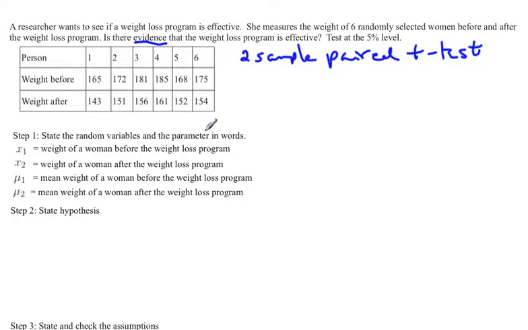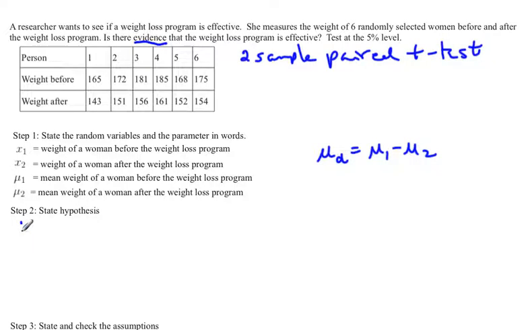That would mean my parameters are means. So we'd have the mean weight of a woman before the weight loss program and the mean weight of a woman after the weight loss program. The symbol for mean is mu, so we have mu1 and mu2. If you want them the other order, that's fine. There's nothing that says this has to be the order we're dealing with. As another reminder, in a paired t-test, we actually deal with the mean difference. So that is mu1 minus mu2. That's the mean difference.